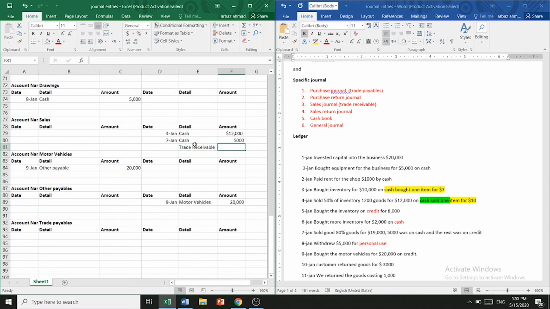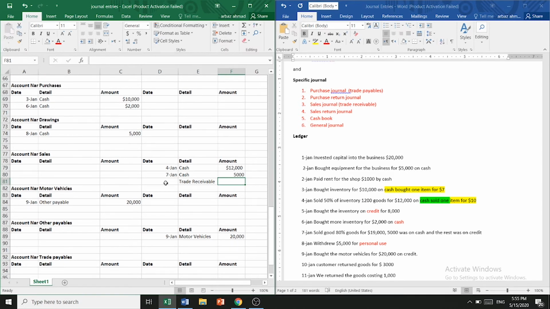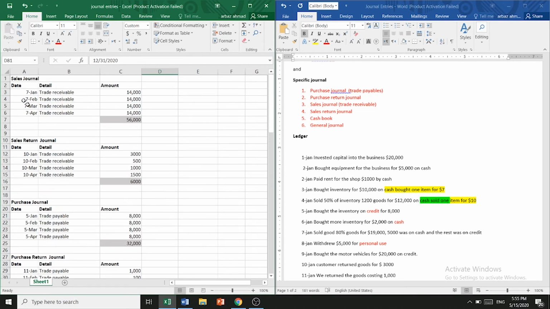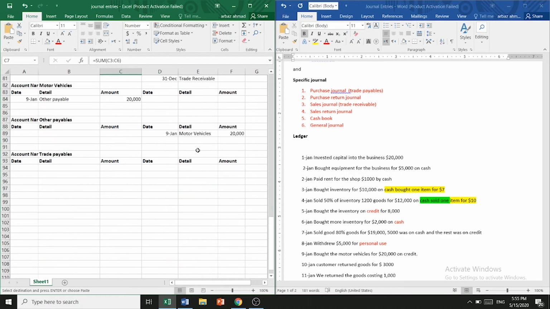Okay, and the date is going to be 31st December. Actually, it's supposed to be the end of the year, so in this case I just have a few entries, but that's fine, I guess. So I'm going to copy this, and I'm going to paste it over here.